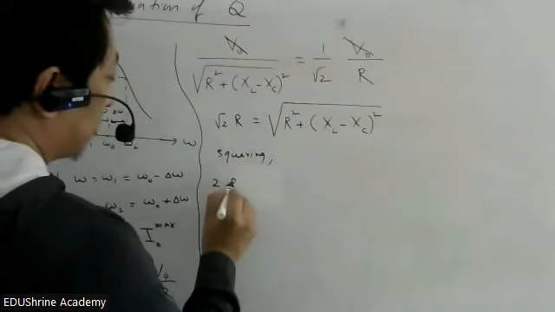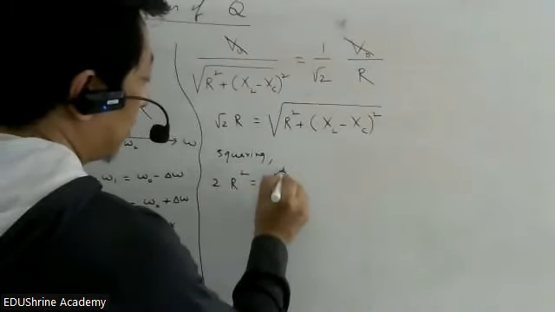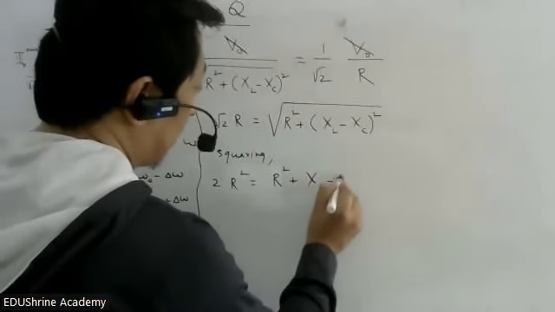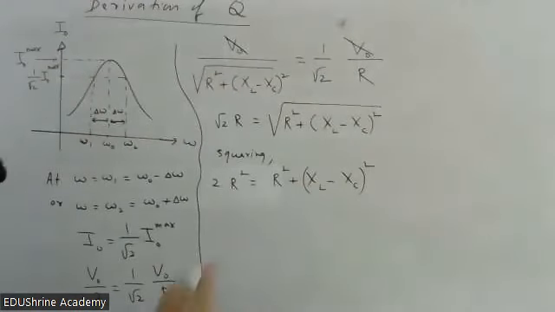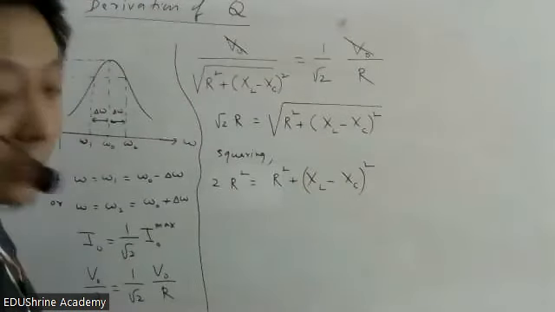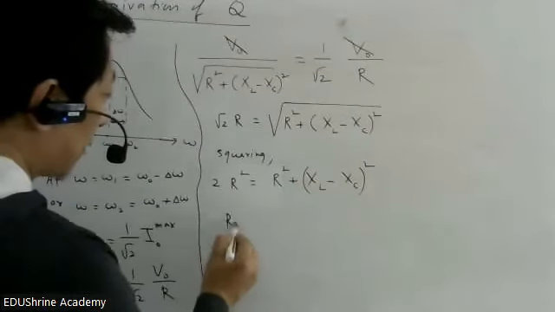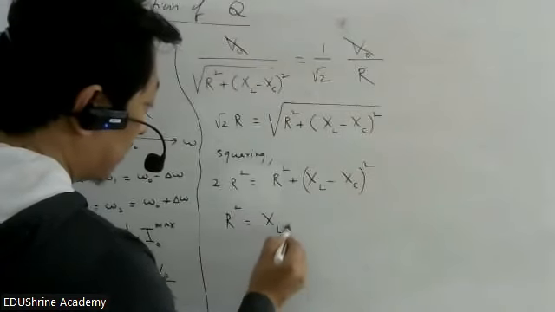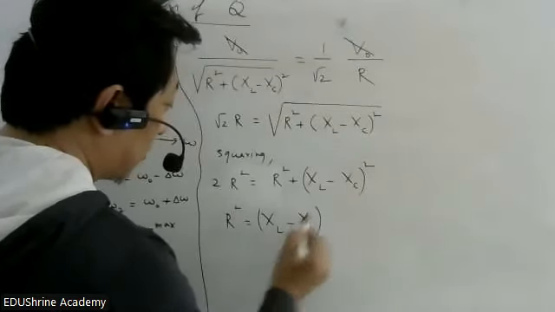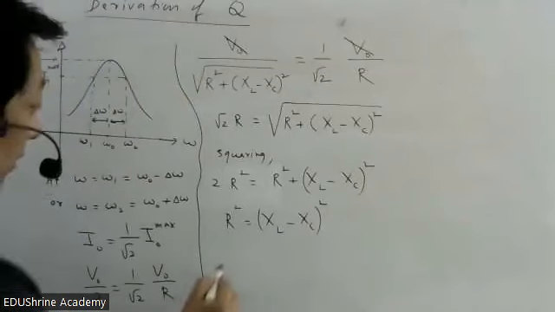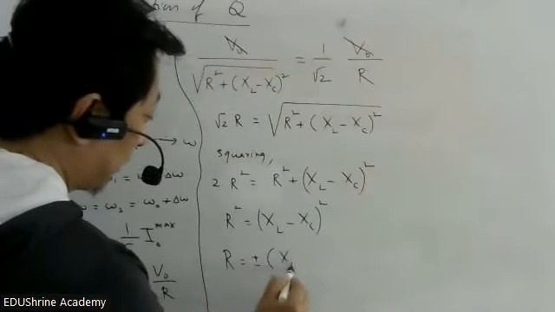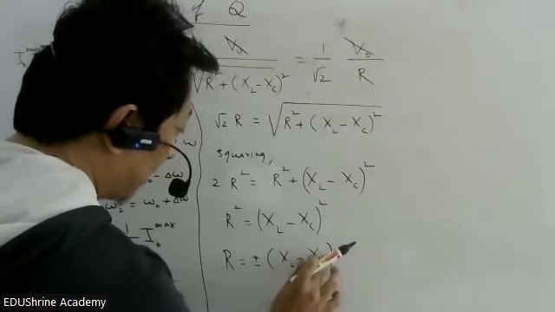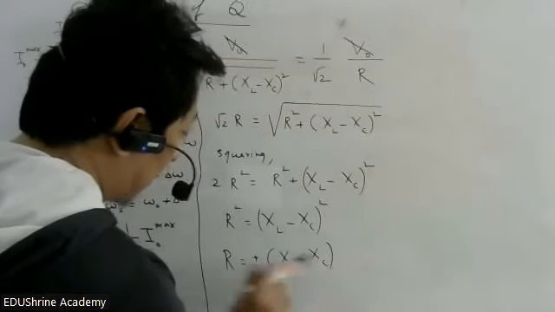You will get 2R² equal to R² plus (XL minus XC) whole squared. Then bring this R² here. 2R² minus R² will be R², equal to (XL minus XC) whole squared. That will give you R equals plus or minus (XL minus XC). Let me just write XL minus XC right now.